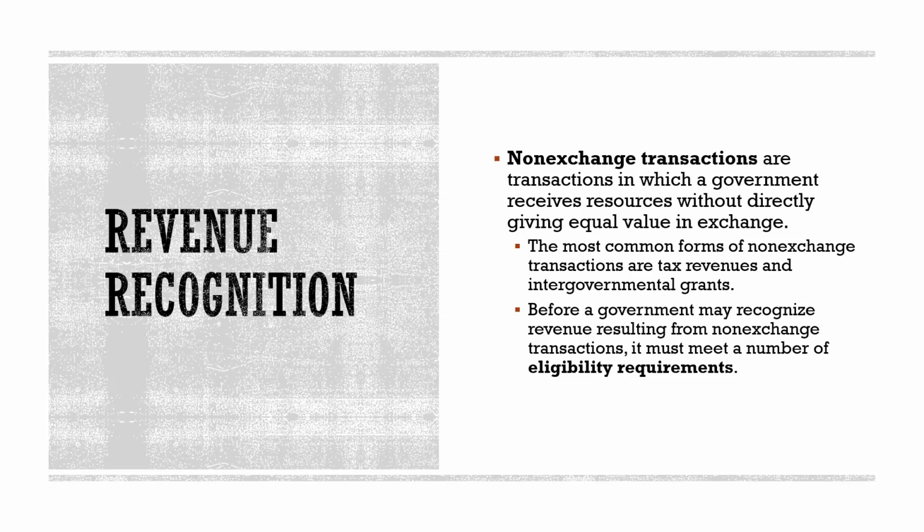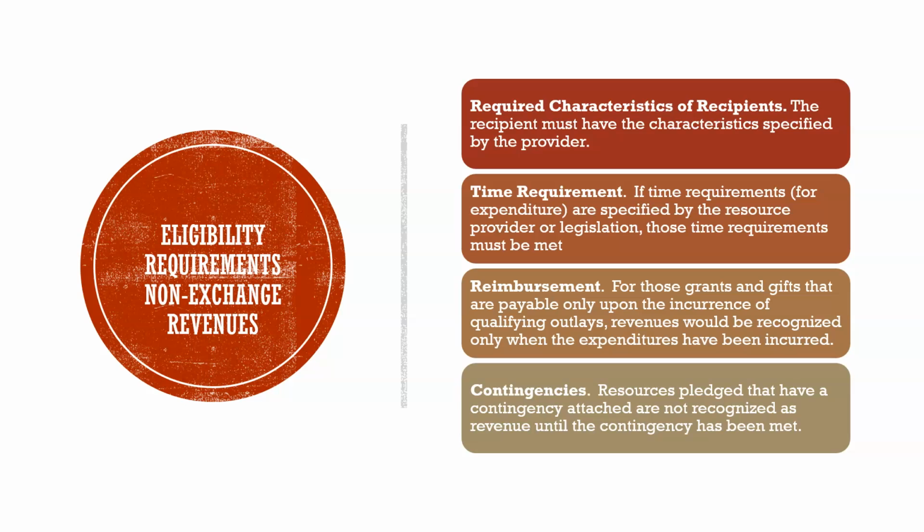But before we can recognize those, much like with revenue recognition in a for-profit, there have to be certain criteria that are met by the governmental entity before that revenue can be recognized. Those are our eligibility requirements, and we've got them listed out right here, right? So you've got to have the required characteristics of the recipient. This means that the recipient must have the characteristics specified by the provider. So if they say you need to be a fire department in order to receive these funds, then you are in fact a fire department or a fire district or whatever the case may be.